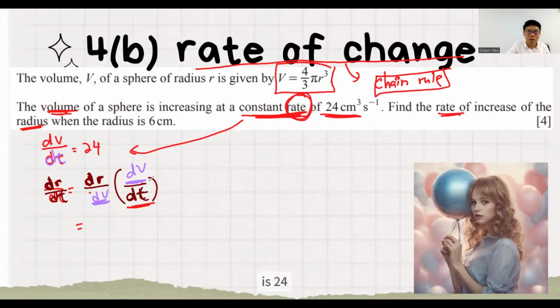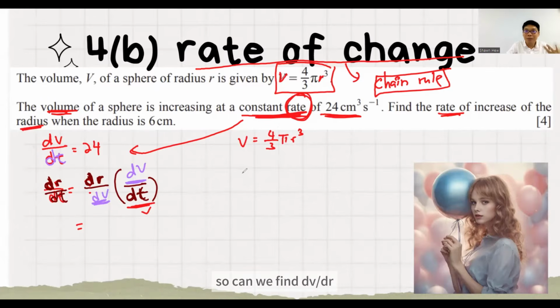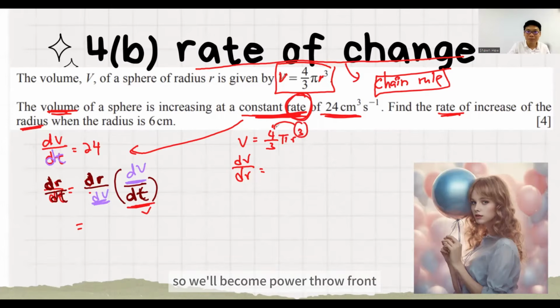So after we relate them correctly, then we can fit in the information. dV/dt is 24. The information that we still don't have is dV/dr. But no worry, they give you something to relate V and r. So can we find dV/dr? Yes, we can do differentiation. So it will become four-thirds, times 3 will become 4, pi is still pi, r cubed will become r squared. So this is our dV/dr.